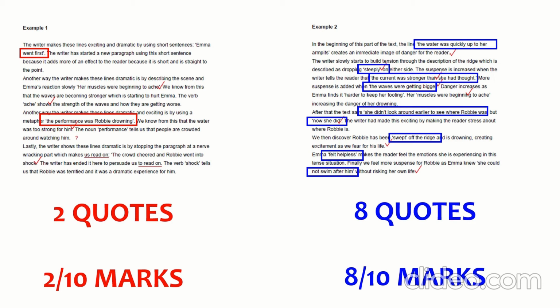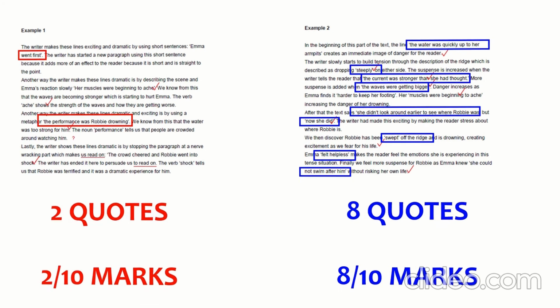What the examiner doesn't want is you giving a quote and then explaining it for 5 or 6 lines. They want you to pick a quote and explain why the writer has decided to use it.